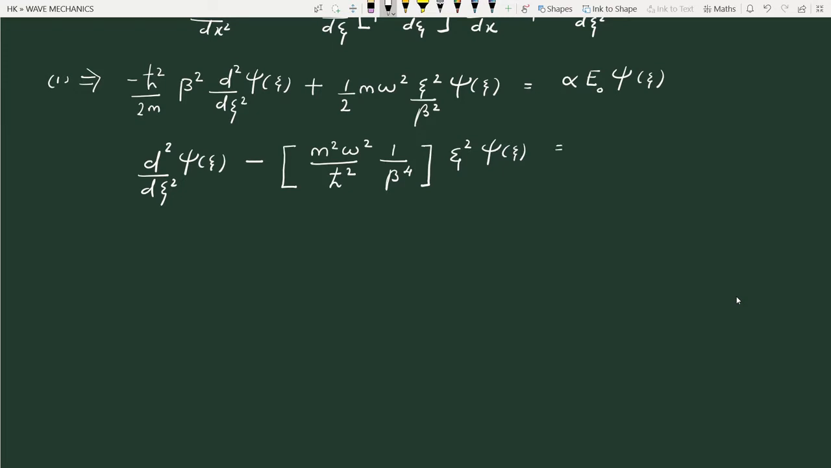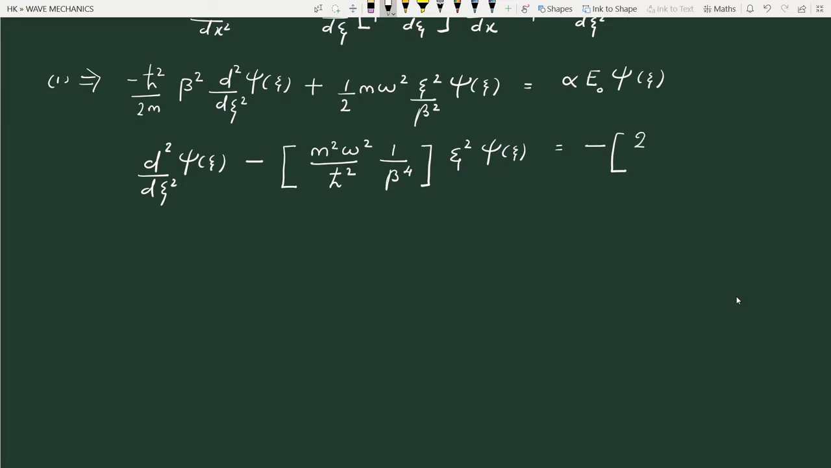Equals, on the right side again you have a minus sign. You have to put a minus sign because the coefficient of the highest derivative is negative. Let me put a square bracket again. So you are multiplying with the reciprocal of that. That is, you are dividing by minus h cross square by 2m beta square. That means you are multiplying with 2m by h cross square into 1 by beta square.